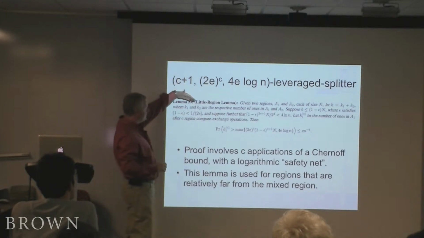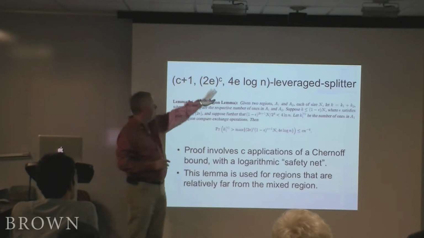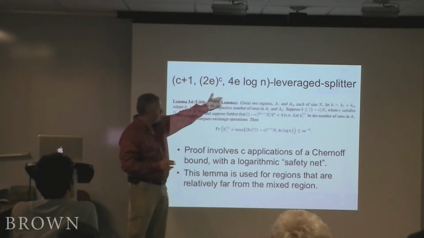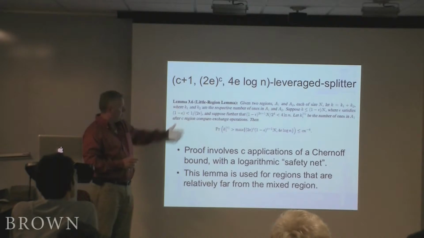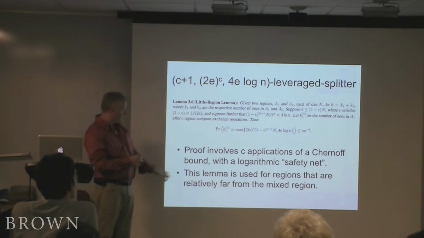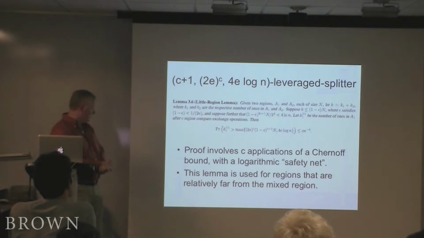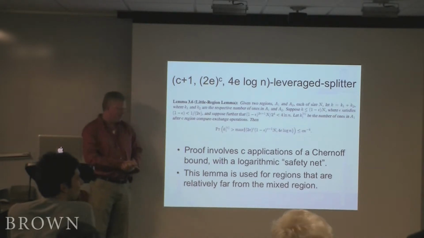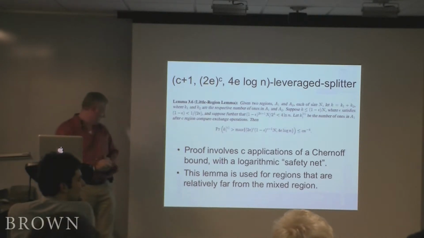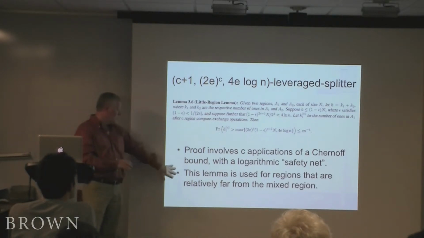Likewise, we also had the second lemma, I call it the little region lemma, that shows for c plus 1, 2e to the c, 4e log n leverage splitter. Similar kind of claims here. The proof for this one involves c applications of a Chernoff bound, which you know is also in Ellie's book. If you don't know what that is, you definitely need to sit down this weekend. Read this book, because he has a whole chapter on this subject, Chernoff bounds.